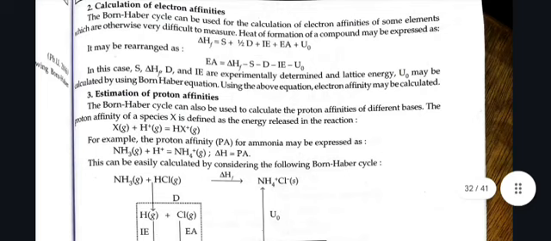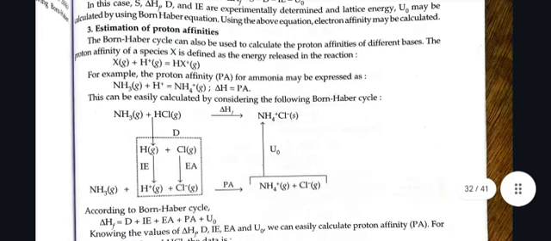Estimation of proton affinities. The Born-Haber cycle can also be used to calculate the proton affinities of different bases. The proton affinity of species X is defined as the energy released in the reaction X(g) + H+(g) = XH+(g).